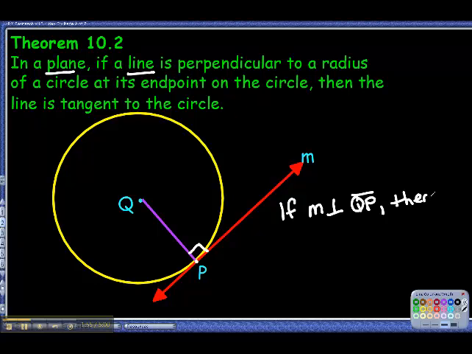then we know that line M is a tangent to circle Q.